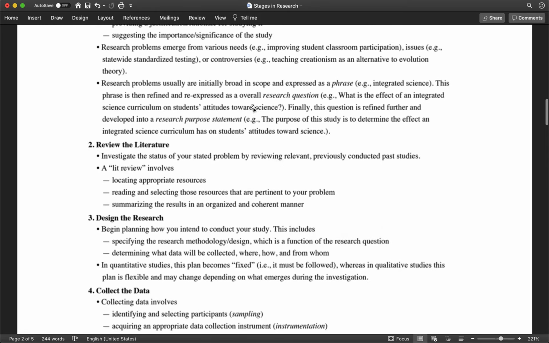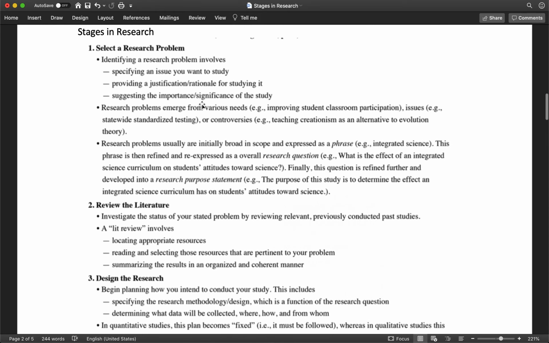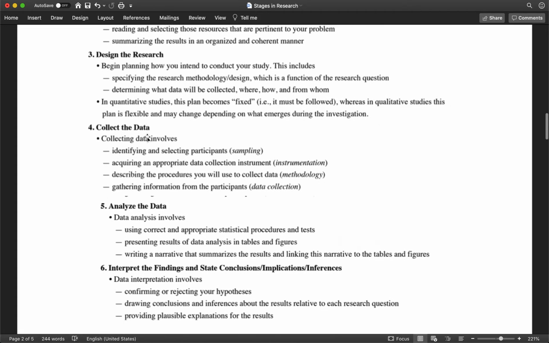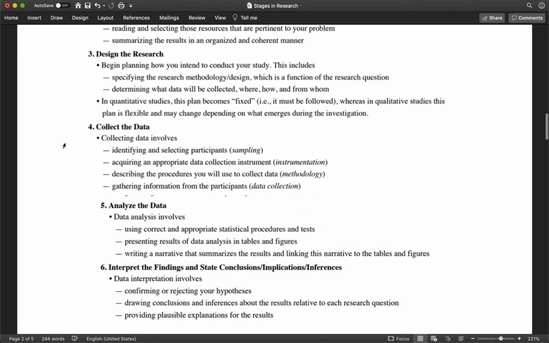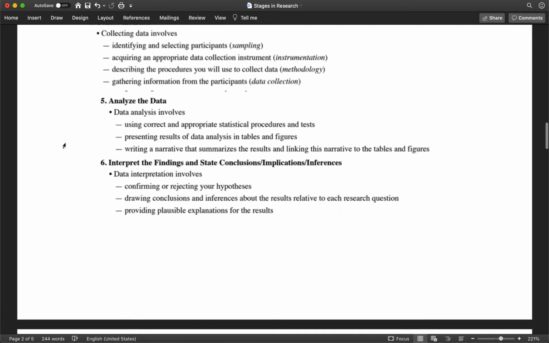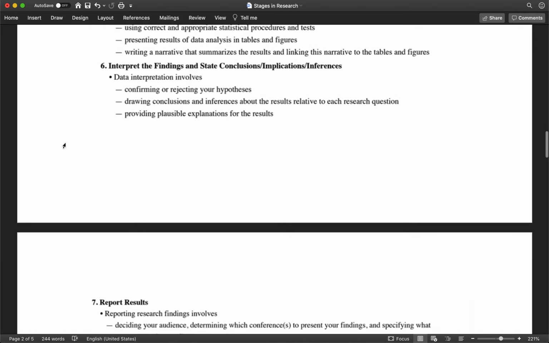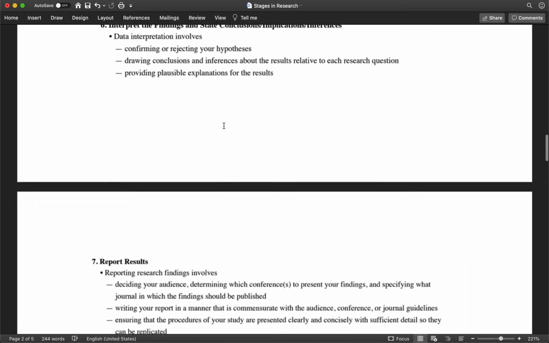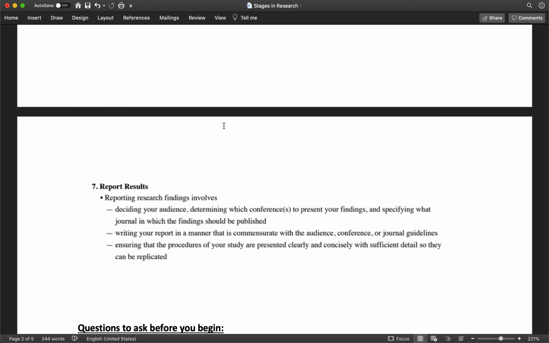You'll be coming up right now. This week is selecting the research problem. Next week we'll be reviewing the literature. And then the following weeks after that, I'll be helping you with designing that research plan, designing the data, and analyzing the data. Then interpreting the findings and conclusions really plays a role on how you defined your hypotheses, and then what are the plausible explanations for your results, and what does that really imply with respect to your industry that you're applying that study to, right?